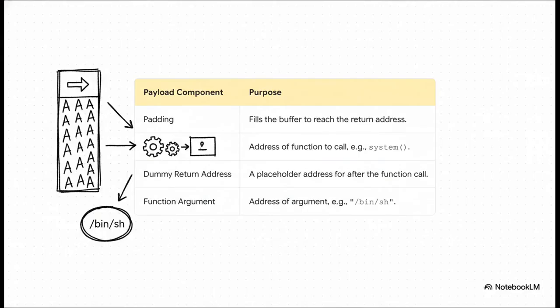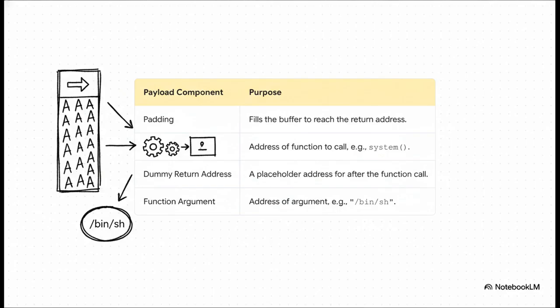Crafting the payload for this is like assembling a very, very precise package. As you can see here, it's got four main parts. First, you have the padding. That's just enough junk data to fill up the buffer and land exactly on the return address. Second, you swap out that original address with the address of the function you want to call, something juicy like system. Third, you need a dummy address for where system should go when it's done.